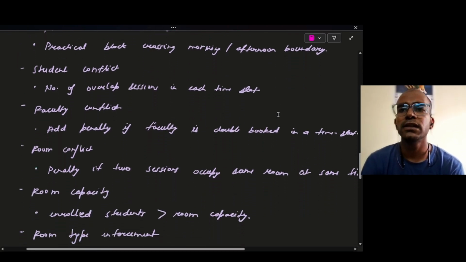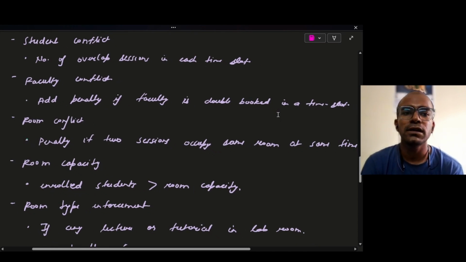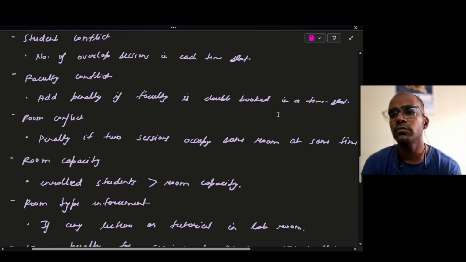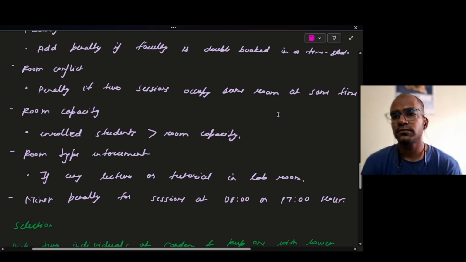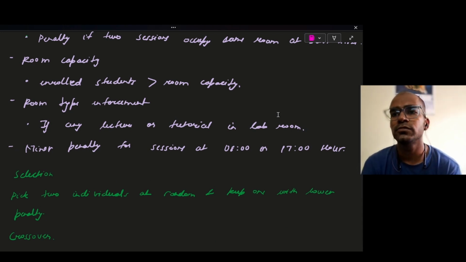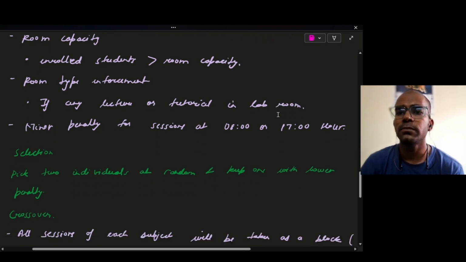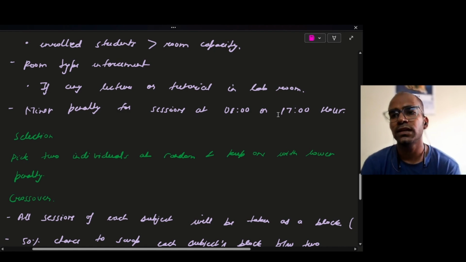Student conflict may arise if a student has taken two subjects and both of the subjects are carried out in the same time slot, then student conflict will arise and it will introduce some penalty. Faculty conflict may arise if a faculty is double booked at the same time slot. Room conflict may arise if two sessions occupy the same room at the same time slot. Room capacity conflict will arise if the enrolled students in the subject are more than the capacity of the room allotted. Room type enforcement: if any lecture or tutorial is assigned to a lab room, then a penalty will be introduced.